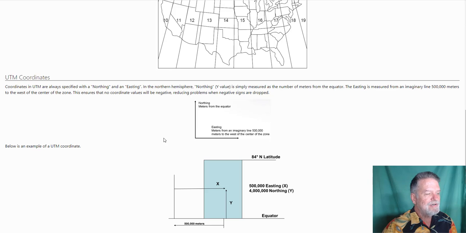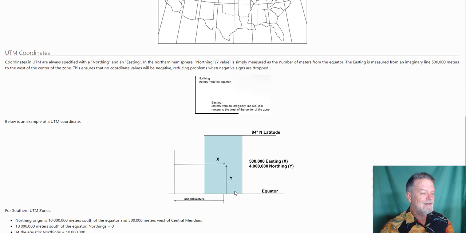UTM coordinates are recorded using a northing, going north-south, and an easting. Now these are interesting coordinates because the northing is literally the number of meters you are from the equator. So where we are, it tends to be over 4 million because we're over 4 million meters from the equator. That's kind of cool, I think. So the northings will be around 4 million.